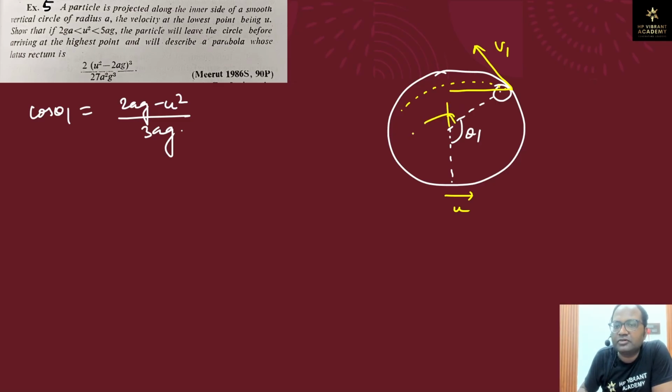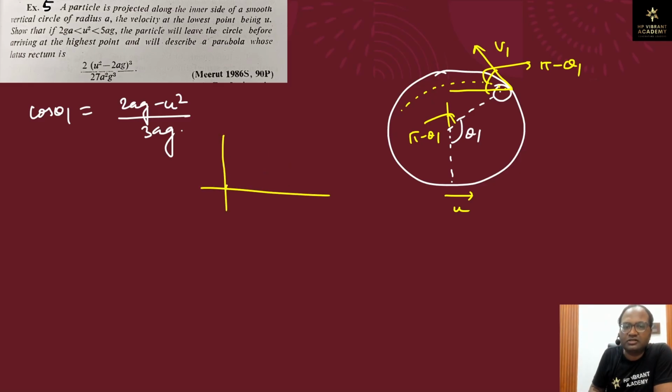So this angle will be pi minus theta 1. This angle is pi minus theta 1, so then this angle will be pi minus theta 1. Okay, so what will be the latus rectum? Let us recall our discussion on the latus rectum.